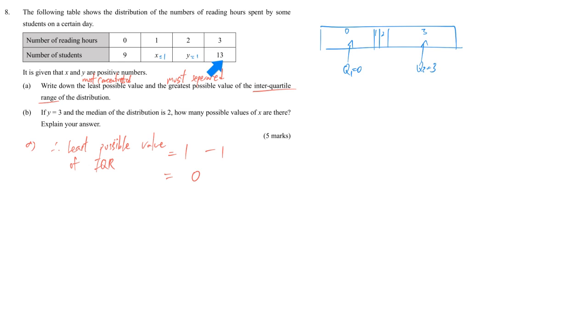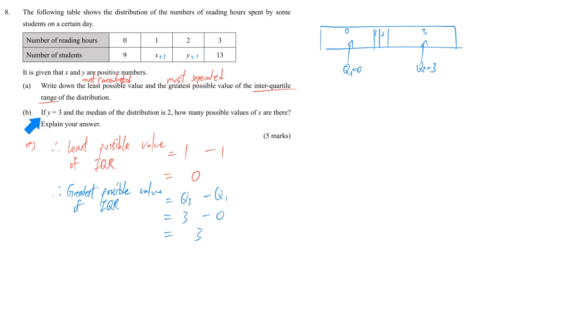Remember, IQR is not about the difference of frequency. It's about the difference of the responses at Q3 and Q1. So the greatest possible value of IQR is equal to Q3 minus Q1. We get 3 minus 0 in this situation, which is 3. That's the maximum difference in quartiles.